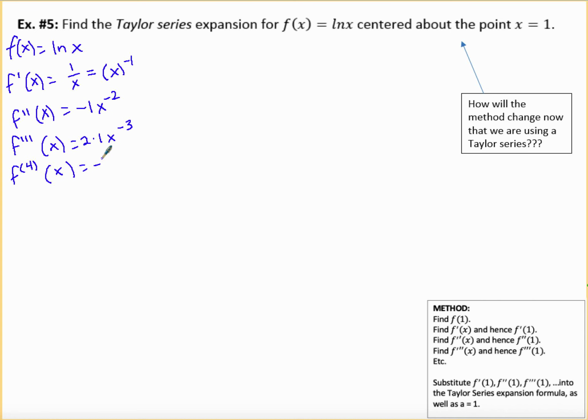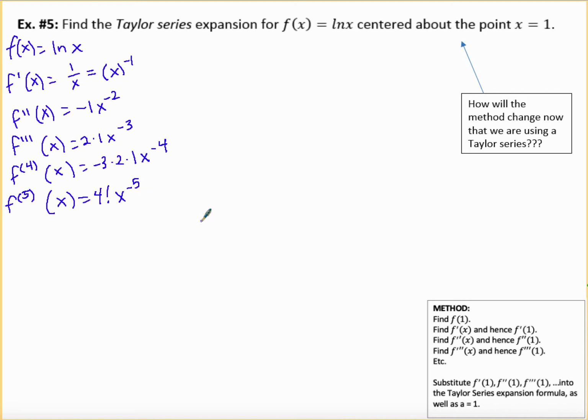Negative 3 times 2 times 1 times x to the negative 4. That's the fourth derivative. Okay, let's do one more. Why not? Fifth derivative, anybody? You don't get to work with fifth derivatives very often. Let's go for it. So negative times a negative is a positive, and I've got 4 times 3 times 2 times 1. I don't want to write all that. This is a 4 factorial, and this will be x to the negative 5 power.